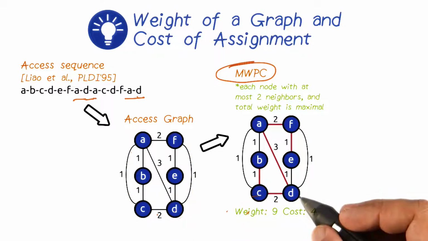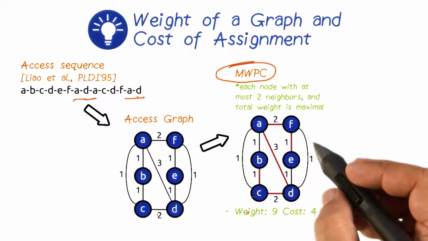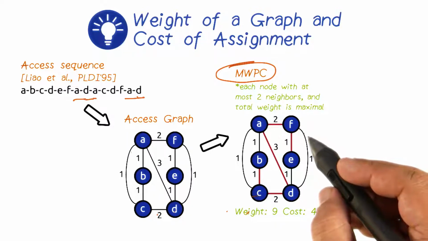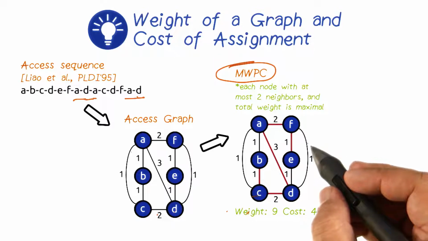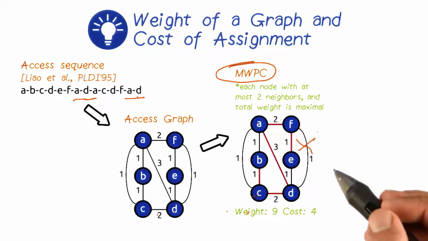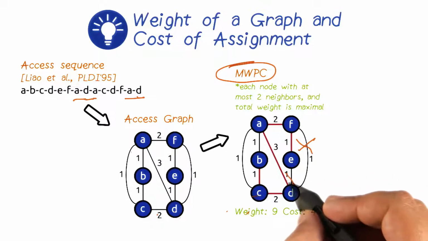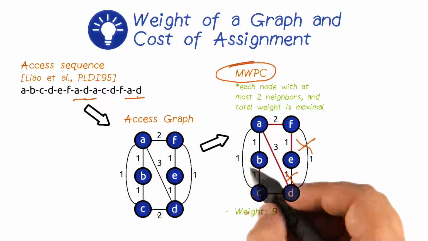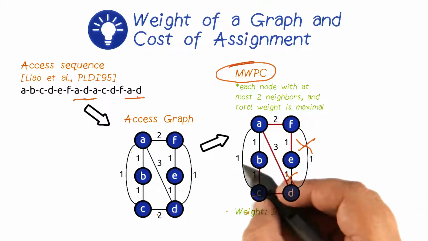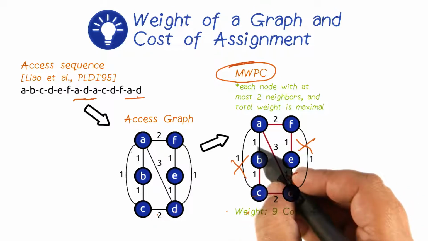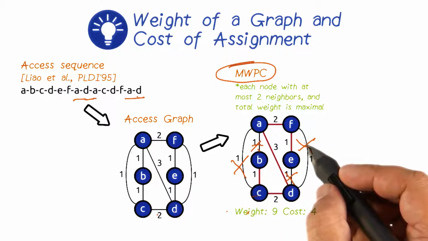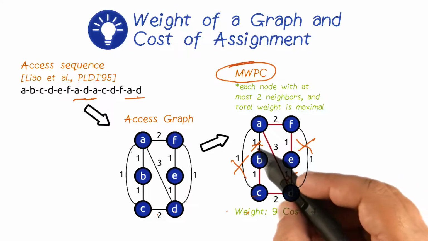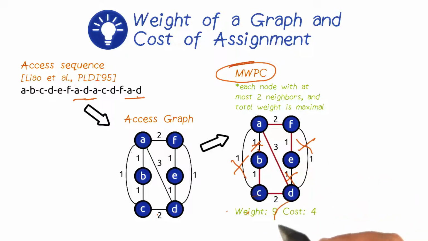Now, what is the cost of this cover? Let's take a look at that. The cost of the cover is the sum of the weights of edges which are not picked. What are the edges which are not picked? This is an edge which is not picked. This is an edge which is not picked. And then this is the edge which is not picked. And similarly, this is the edge which is not picked. So the sum of these edges, the weights, is 1 plus 1 plus 1 plus 1, which is equal to 4. And that's the cost of the cover.